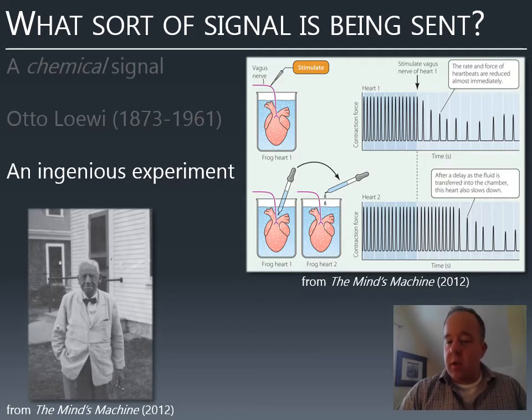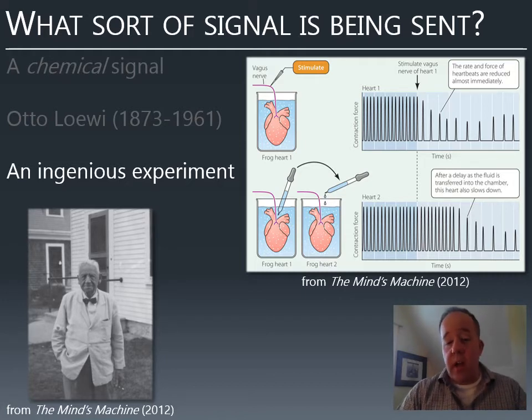But then what he did was, again, very clever. So after stimulating that first neuron, he had an identical beaker with a different frog heart, still with the nerve connected, and he took an eyedropper, and he took some of the liquid from beaker number 1 and dropped it into beaker number 2. Now, you cannot transfer electricity with an eyedropper.